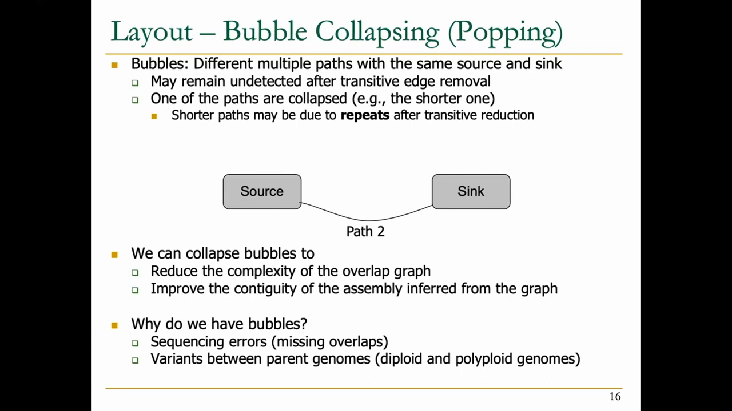Or we may have some variance between the parent genomes, especially in the case of diploid and haploid genomes. When you sequence a genome, if you're sequencing a diploid genome or haploid genome, then you're actually sequencing the chromosomes from both parents, or, let's say, multiple types of chromosomes. And there are certainly differences between parents, and those differences may also be causing the bubbles.